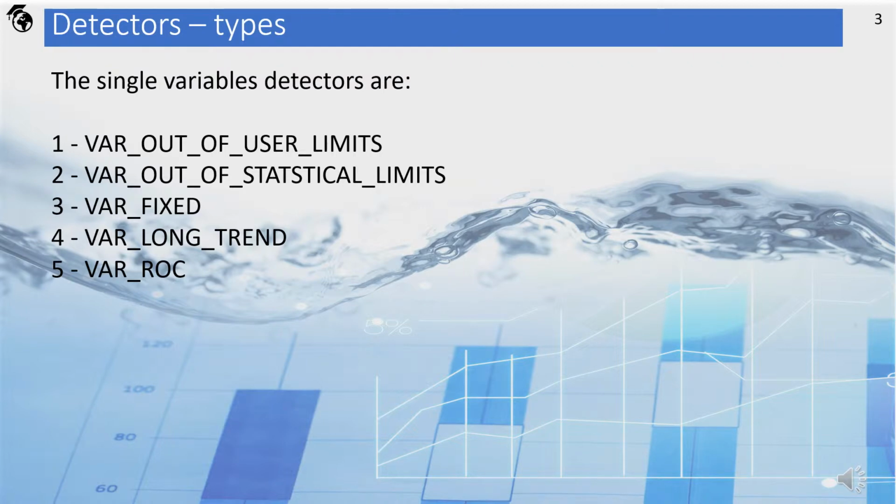5. VAR rock. The VAR rate of change detector, referred to as the rock, detects sharp changes in the sensor's value. For example, a drop in chlorine levels of more than 0.25 ppm within a 15-minute time window. Such a change is an indication of some organic contamination which consumes the free chlorine.